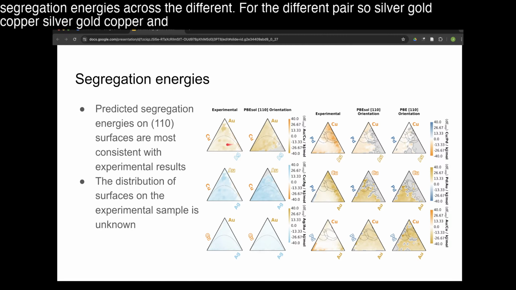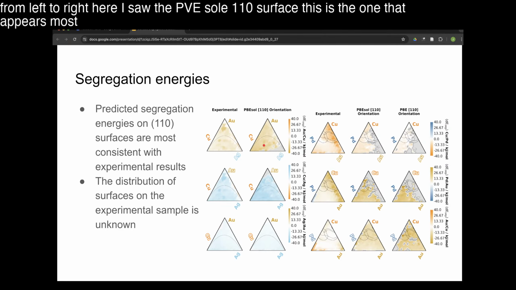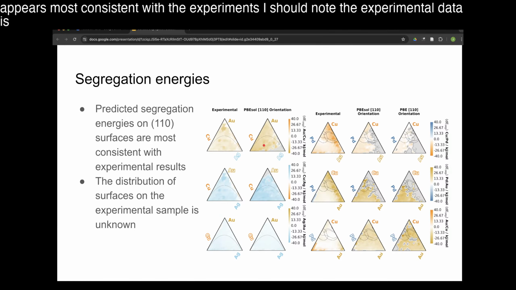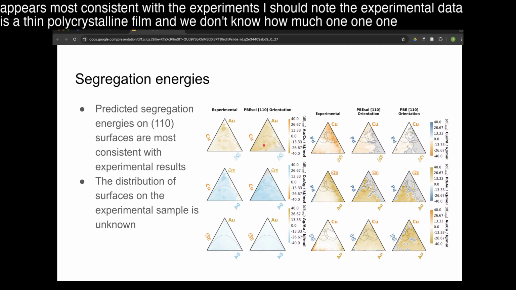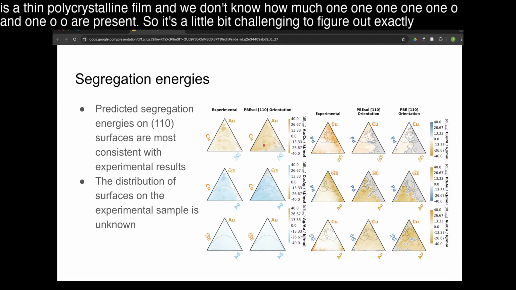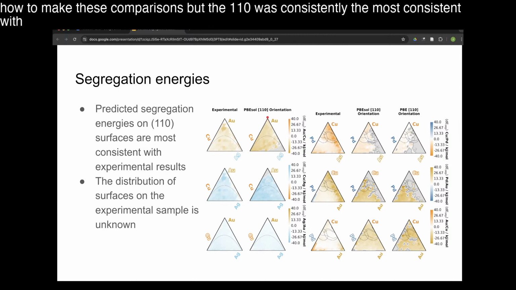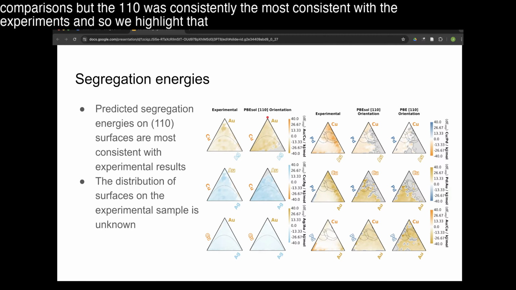And if you look from left to right here, I show the PBEsol 110 surface. This is the one that appears most consistent with the experiments. I should note the experimental data is a thin polycrystalline film, and we don't know how much 111, 110, and 100 are present. So it's a little bit challenging to figure out exactly how to make these comparisons. But the 110 is consistently the most consistent with the experiments, and so we highlight that data here.